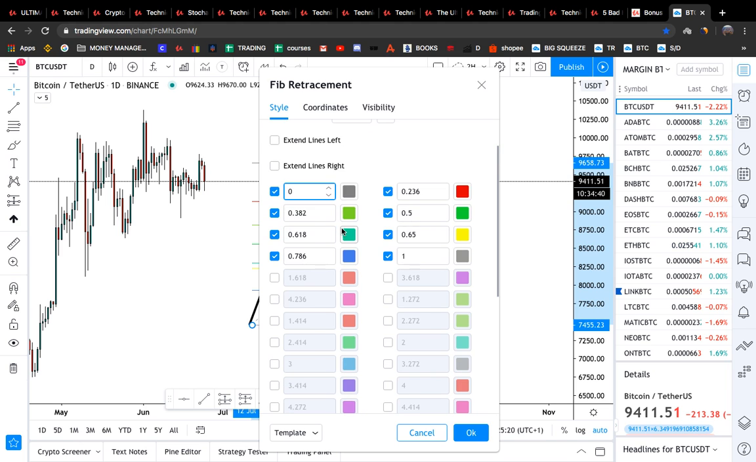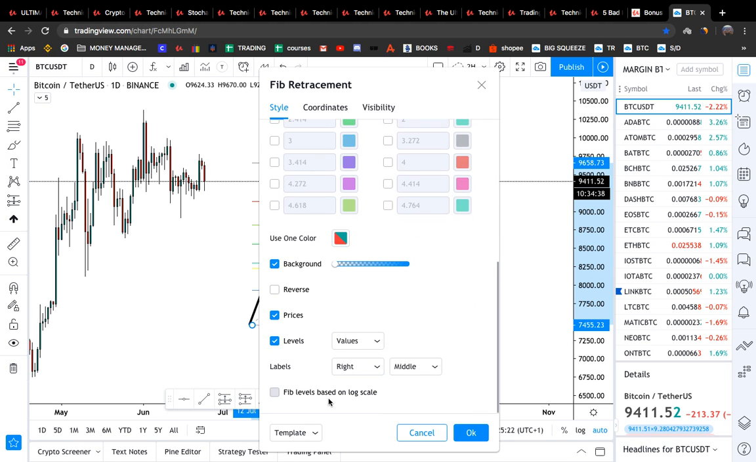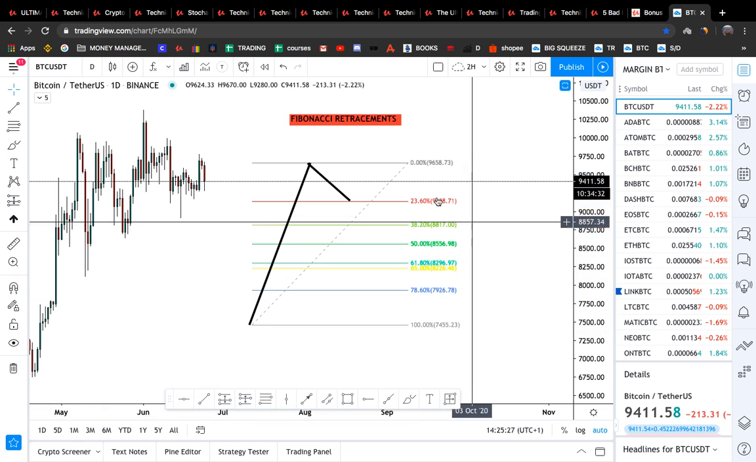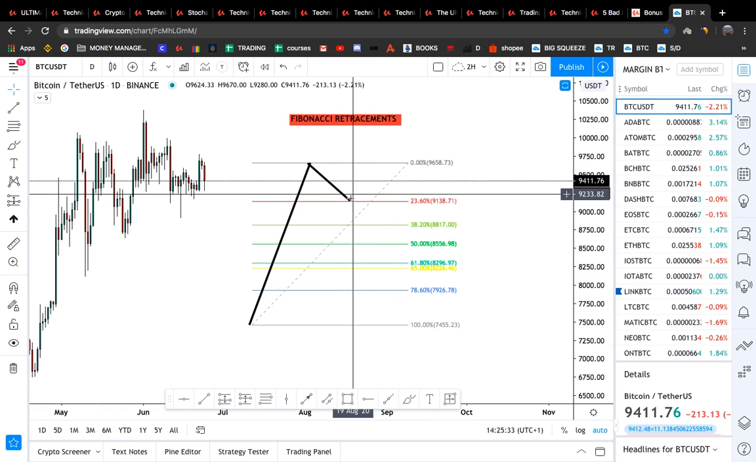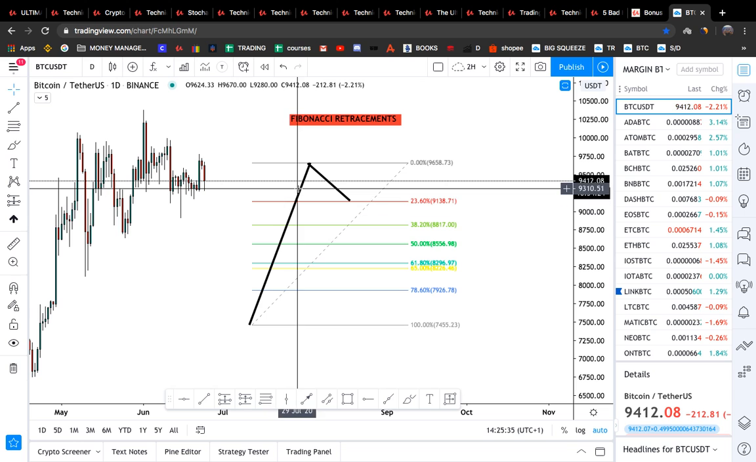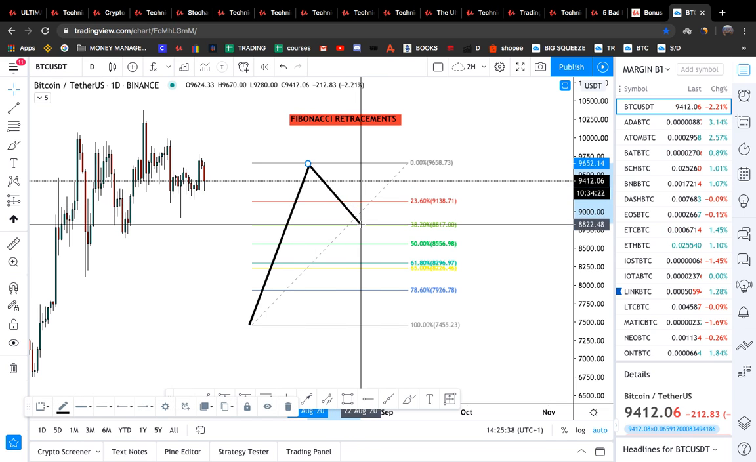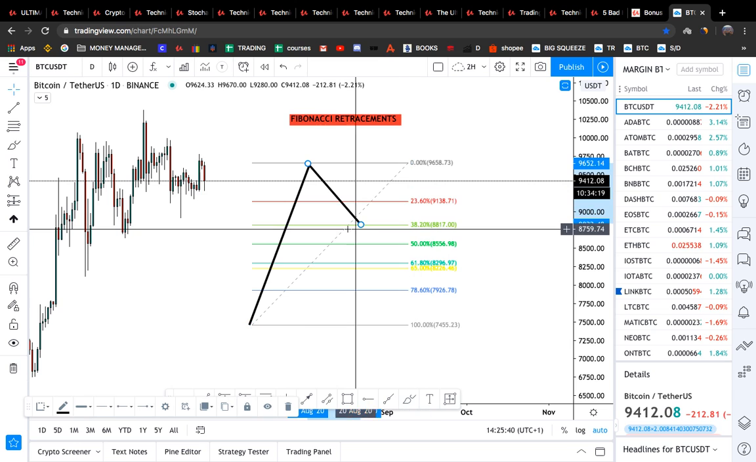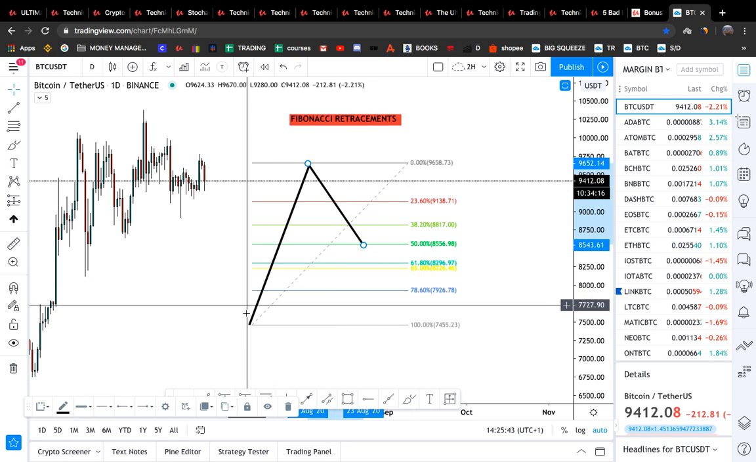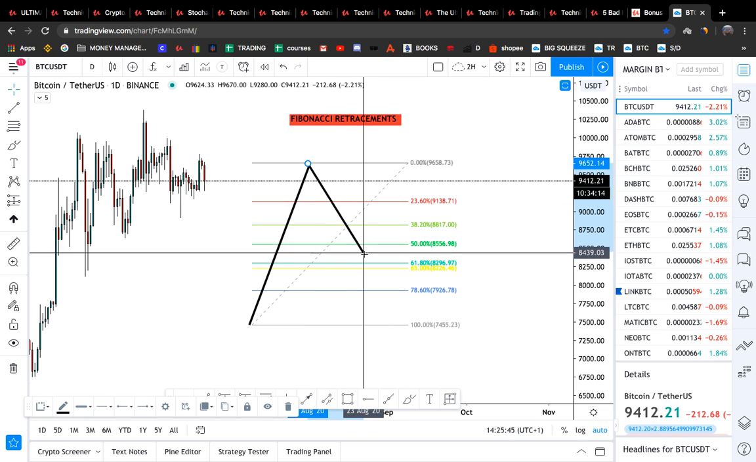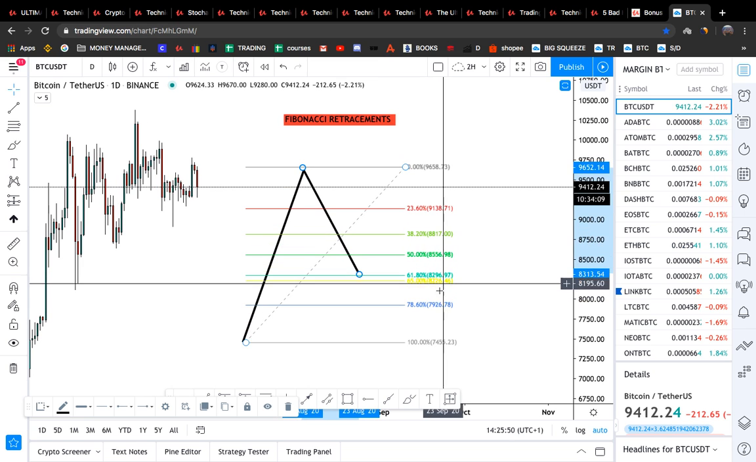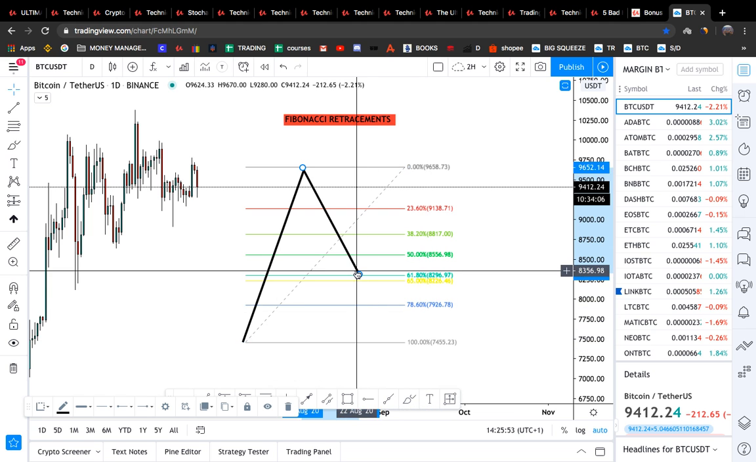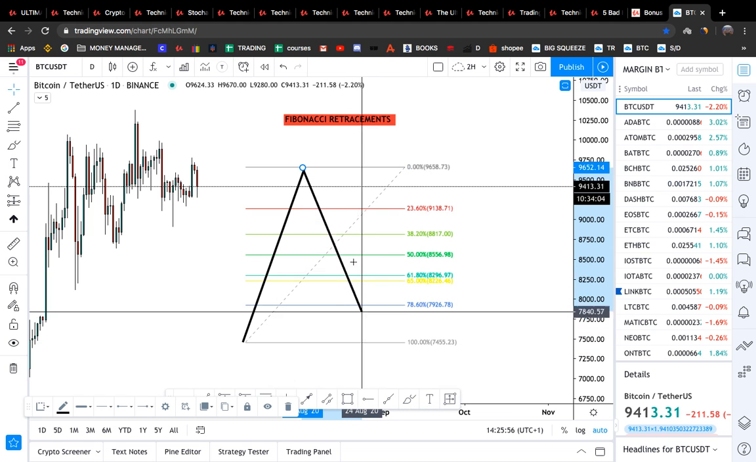I can even put it as percentages if you like. Levels, you can pick values or percentages. As you can see, it's percentages now. So the price retraced 23.6% from this previous impulse move. If the price came up to here, it retraced 38.2%. Here is 50% retracement from the whole move. Here is 618, 61.80 retracement. Then 78.6, and then 100%. If price came here, it retraced 100%.